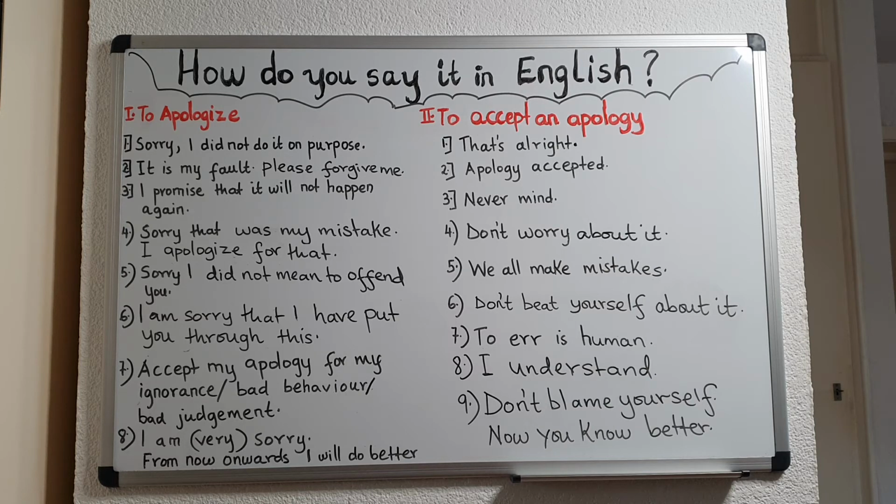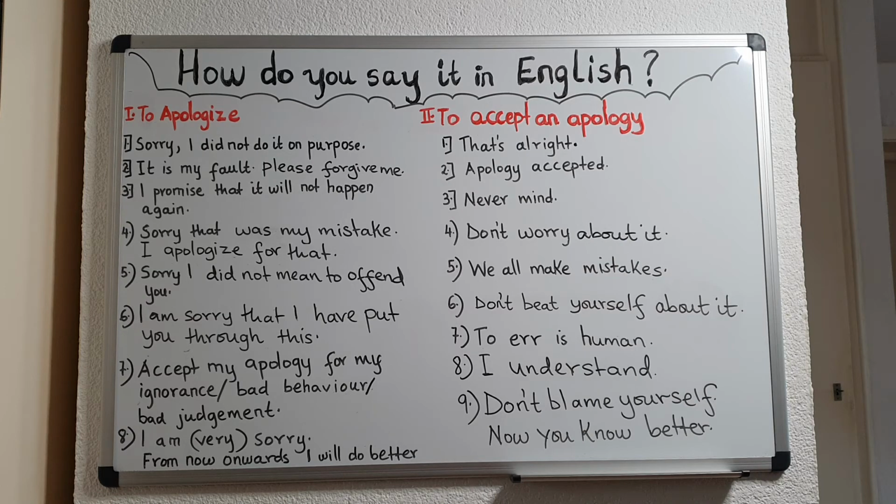Number 8, I'm very sorry, or I'm sorry. From now onwards, I will do better. What you mean by from now onwards, I will do better is that you will not behave in the same manner anymore. Okay? You will change your behavior. You will not act the same way anymore. I'm very sorry. From now onwards, I will do better.